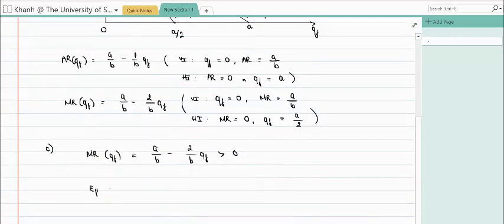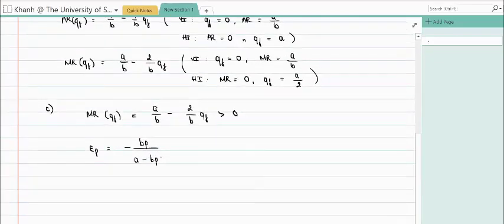Now our price elasticity of demand, which we found in part A, is equal to negative BP divided by A minus BP. If I express P as a function of Q and substitute that back in, using the inverse demand function where P is equal to A minus Q on B, there's going to be A/B minus 1. So I just do A minus QF, and everything divided by B.